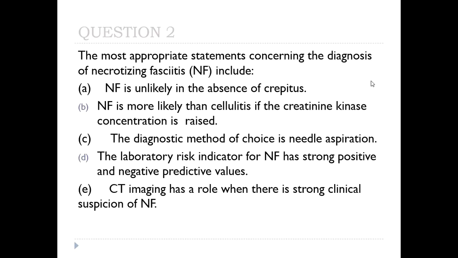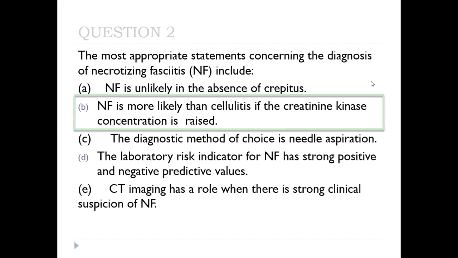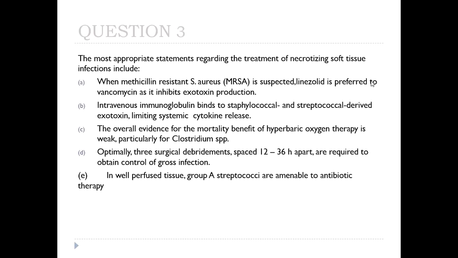Okay. Question 2. The most appropriate statement concerning the diagnosis of necrotizing fasciitis. Unlikely in the absence of crepitus; creatine kinase diagnostic method; laboratory indicator of NSTI strong positive. Yes. So I have told you that if the creatine kinase is elevated, then you suspect muscle involvement. Again, I am focusing on necrotizing because these are the patients who will trouble you. These are the patients who are not going to make it.